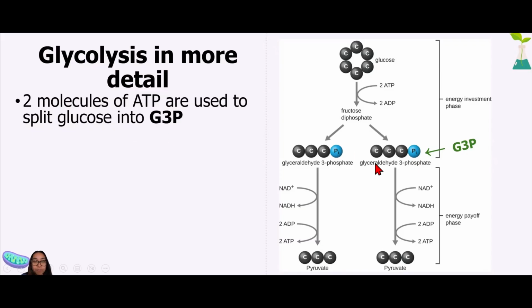Now, this first half of glycolysis is what we call the energy investment phase, because we're actually putting in energy before we get energy out. So it is kind of that push to start a reaction.